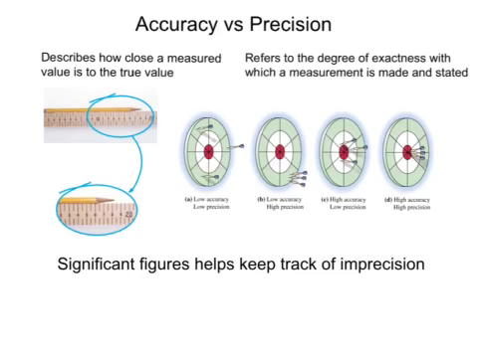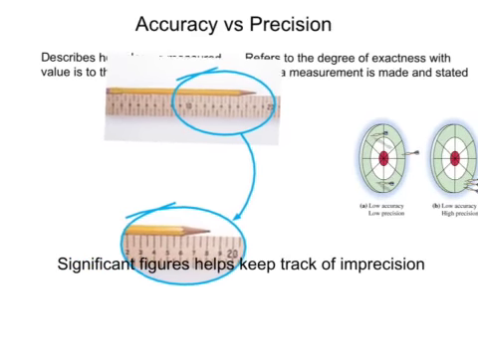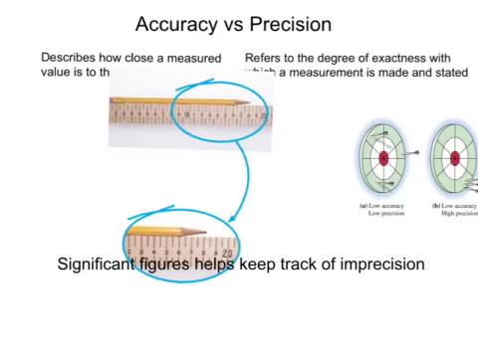We also want our measurement to be precise. Precision refers to the degree of exactness with which a measurement is made and stated. For example, we've got the pencil right here. An accurate measure of the pencil would get us as accurate as possible. It's kind of the rules, then, for dealing with accuracy in measurement.